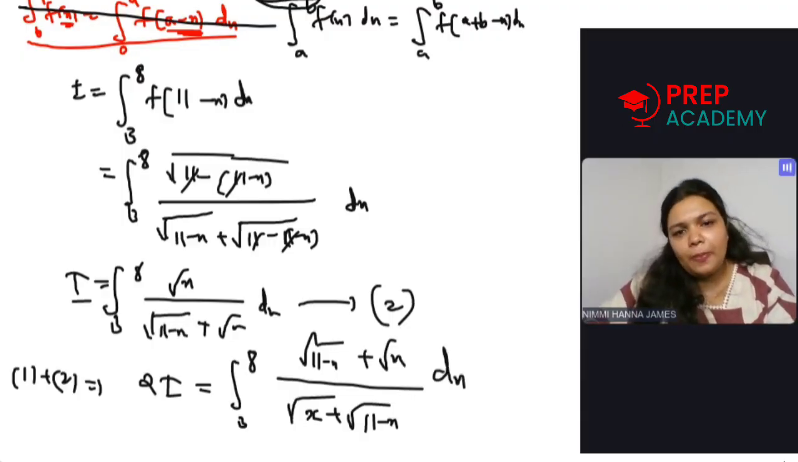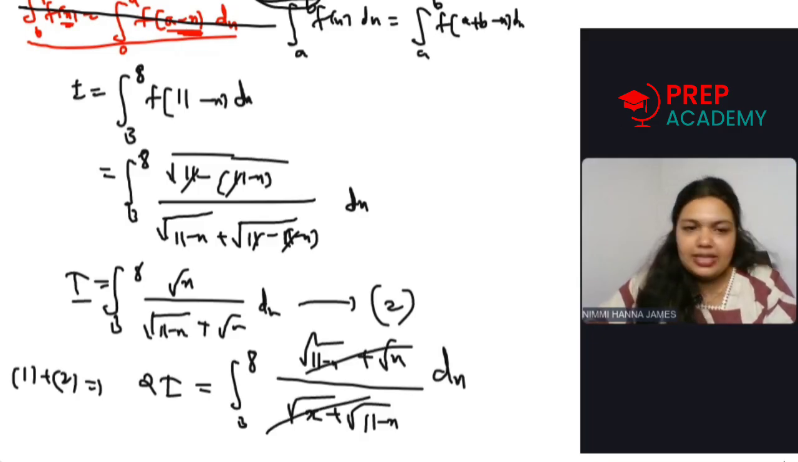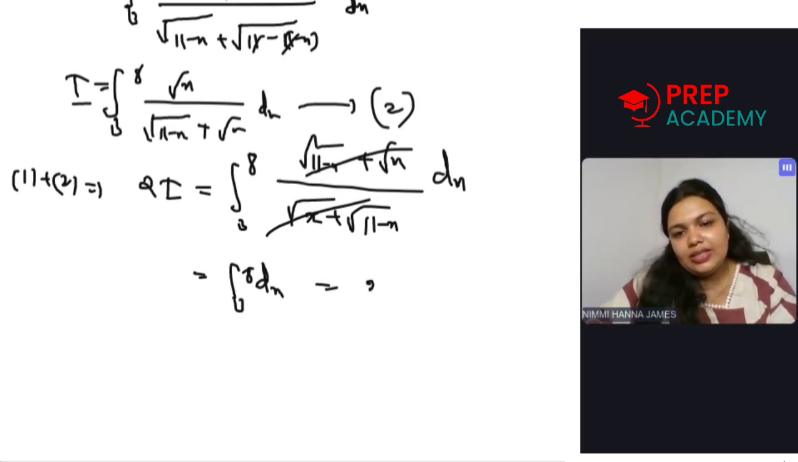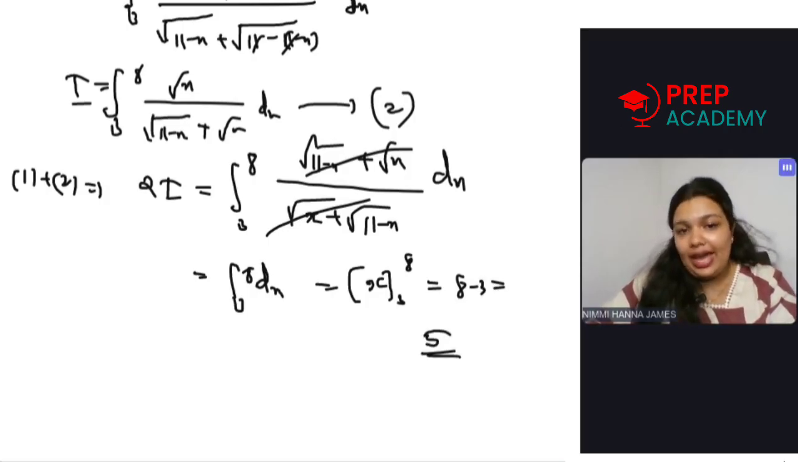Now see, the numerator and denominator are the same, so this whole will get cancelled. That will be equal to 1. So the integral from 3 to 8 of dx is the remaining. The integral of dx is x, applying the limits 3 to 8. So 8 minus 3, upper limit minus lower limit, gives us 5. So 5 is the answer.